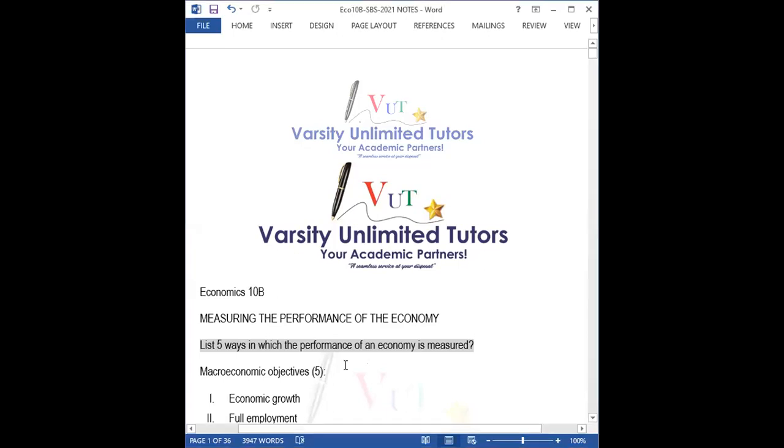All right, so with Economics 10B, basically we'll be dealing with the subject of economics, as you all know. And in particular, we'll be dealing with the branch of macroeconomics. I'm sure you all understand that when it comes to economics, there are two broad categories: microeconomics and macroeconomics. So with macroeconomics, we'll be dealing with the macro variables of the economy. We'll be looking at the economy from the holistic spectrum.